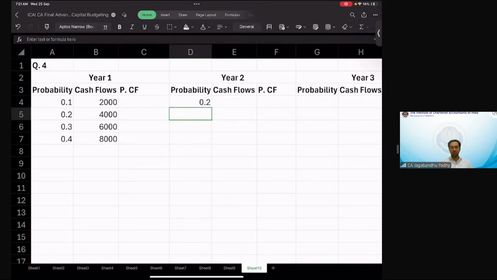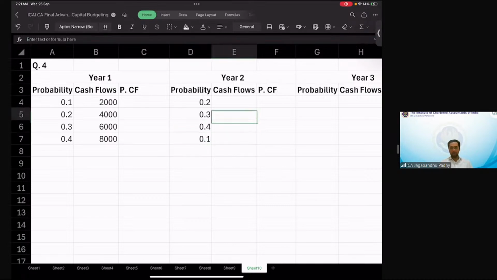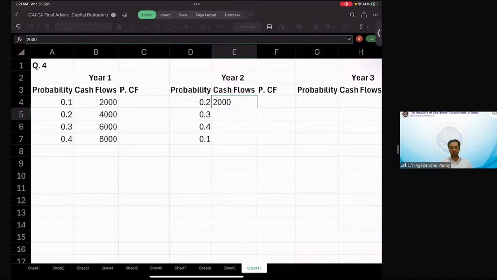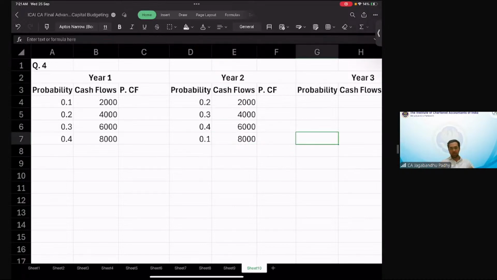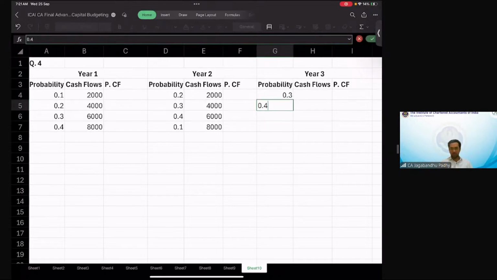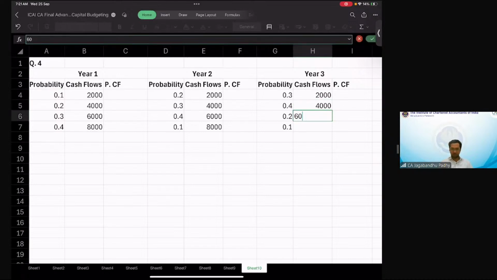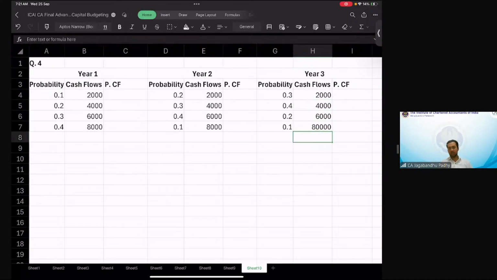probability of 0.2, 0.3, 0.4, and 0.1, with the cash flows as 2,000, 4,000, 6,000, and 8,000. Same way, we have the cash flows for year three with the respective probabilities. So that's 0.3, 0.4, 0.2, and 0.1. Then the cash flows are 2,000, 4,000, 6,000, and 8,000.